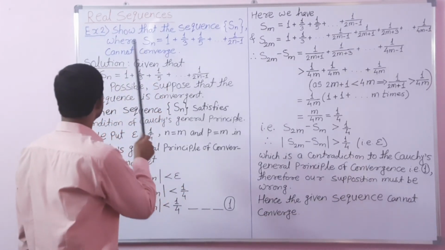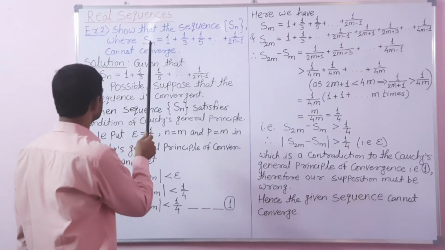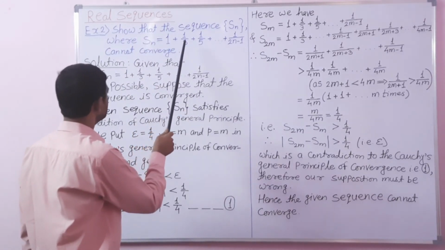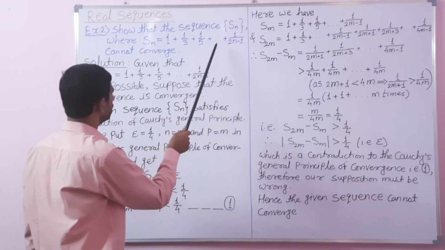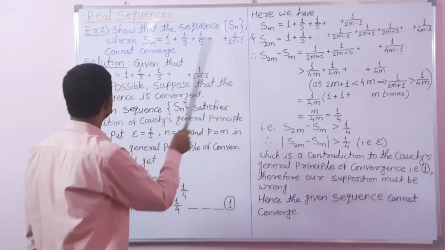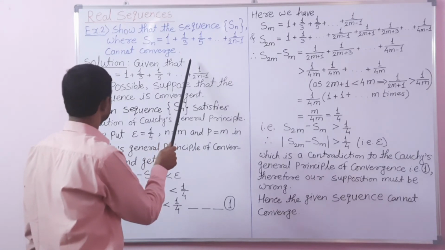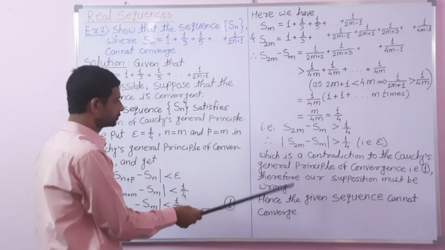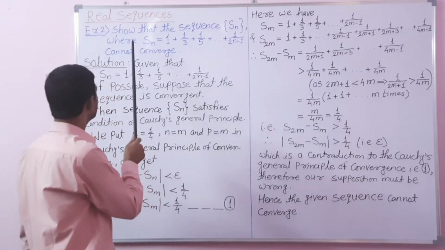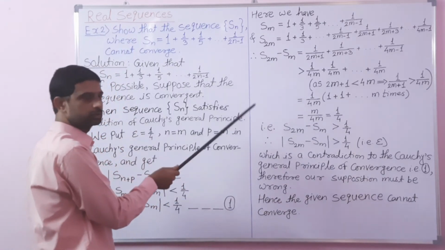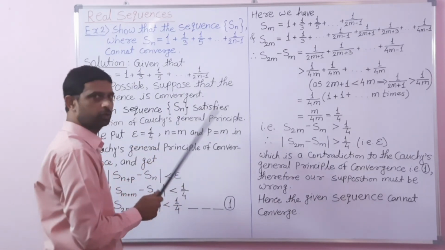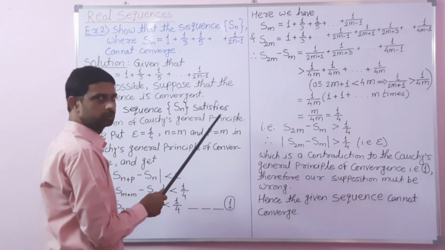Therefore, in this second example also, we have shown that the sequence Sn, whose nth term is 1 plus 1 by 3 plus 1 by 5 and so on plus 1 upon 2n minus 1, cannot converge. This is the second example. Likewise, it can be solved. So I am going to give you one example as your homework. So write down the third example as your homework, and this homework you are going to solve in your notebook.